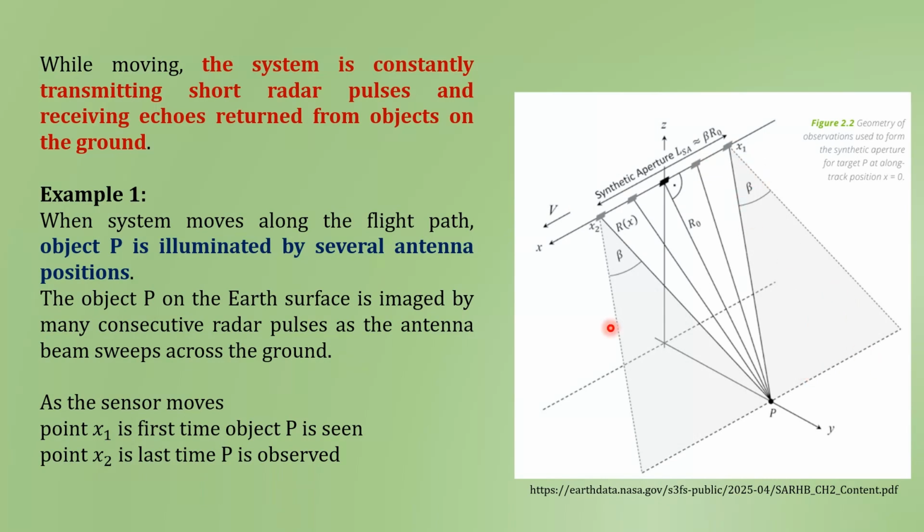Let us understand the synthetic aperture radar through two examples. Here we have the first example. When the system moves along the flight path, this object on the ground is illuminated by several antenna positions. So as the sensor moves, point x1 is the first time the system receives the backscatter signal from the object P, and it will continue to receive the signal as it moves along the flight path.